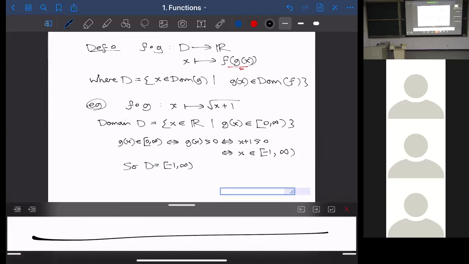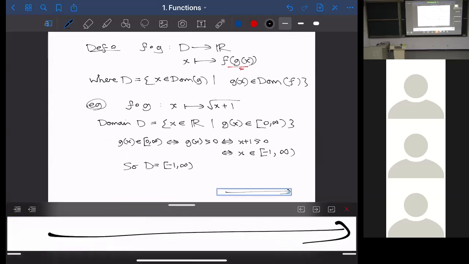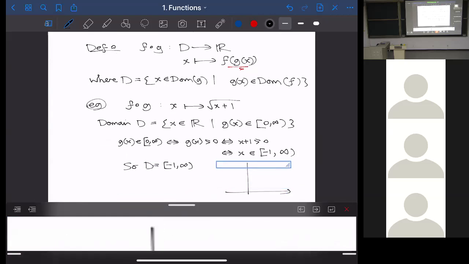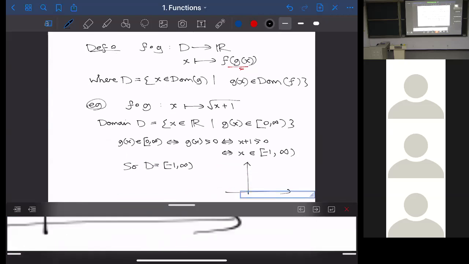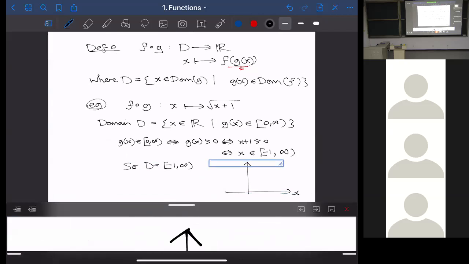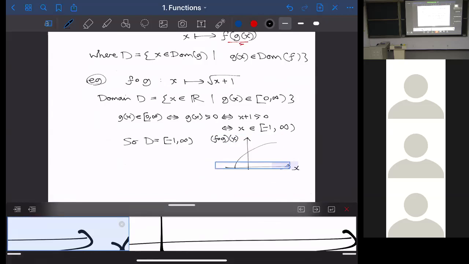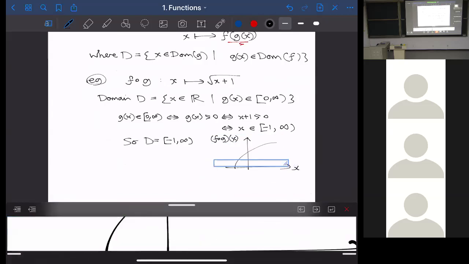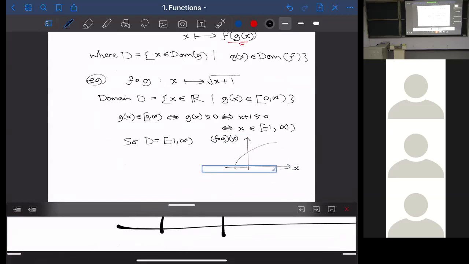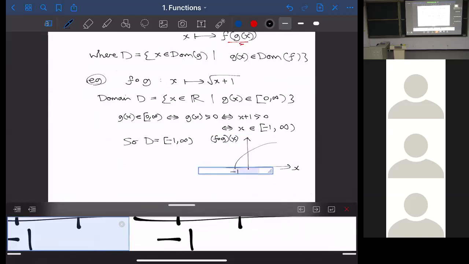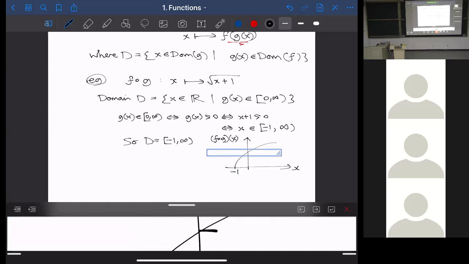Okay, now using our methods from before, we can graph this function, and we get this. So this is minus 1 where the domain starts. The y-intercept is 1.